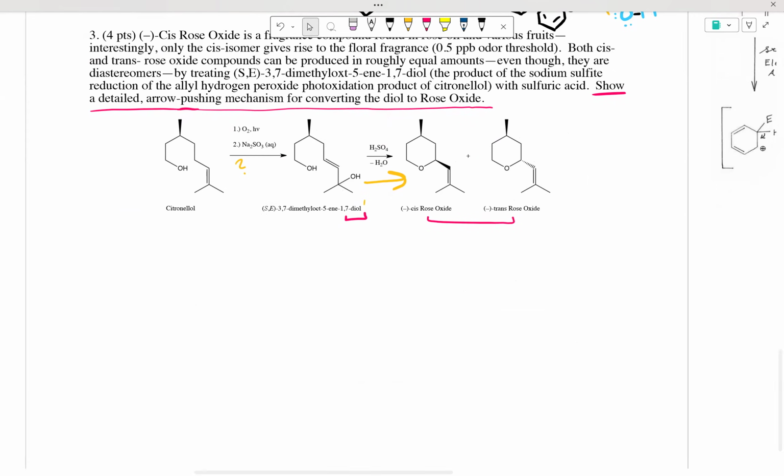recognizing what reagents we're using. We're using H2SO4, which is sulfuric acid. And remember, what do acids do? Acids donate hydrogens. They use acid. They accept electron pairs.